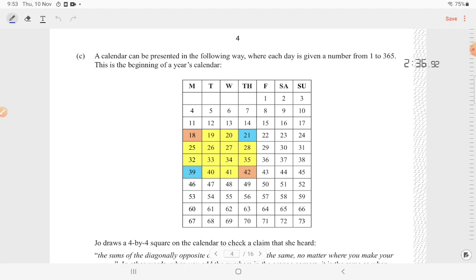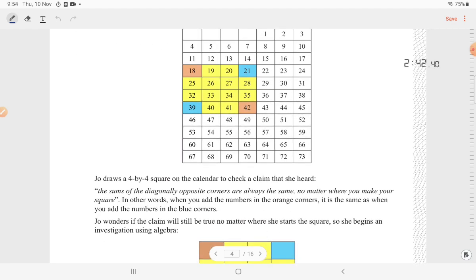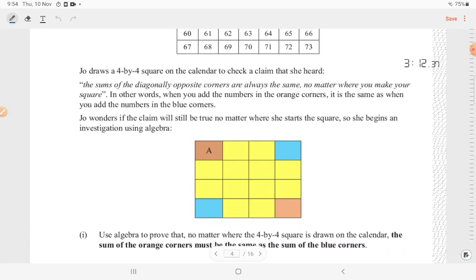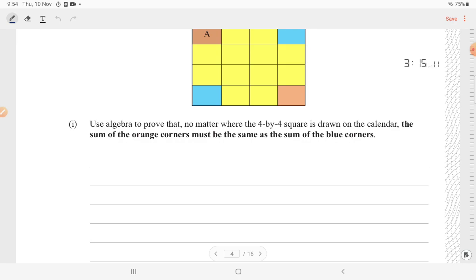George draws a 4x4 square on the calendar to claim that the sums of the diagonally opposite corners are always the same no matter where you make your square. In other words, when you add the numbers in the orange corners, it is the same as when you add the numbers in the blue corners. Show if the claim will be true no matter where she starts the square. Use algebra to prove that no matter.